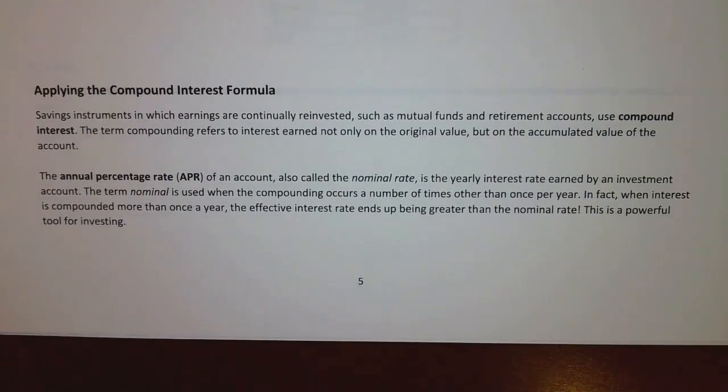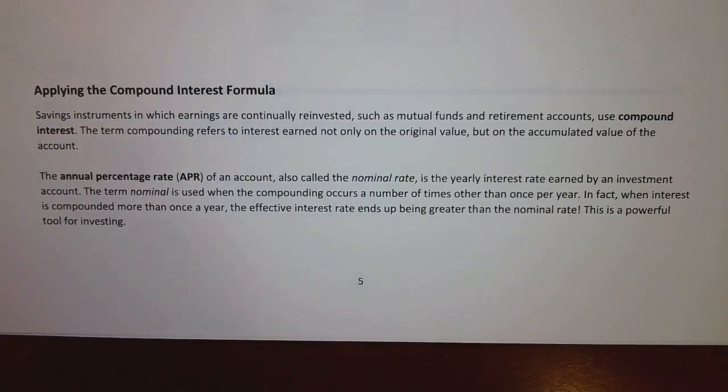Alright, so let's look at some applications or ways we would apply this. Savings instruments in which earnings are continually reinvested, such as mutual funds and retirement accounts, use compound interest.